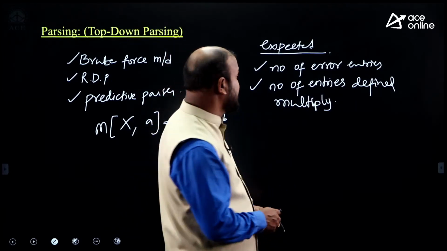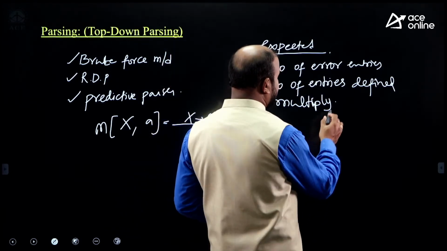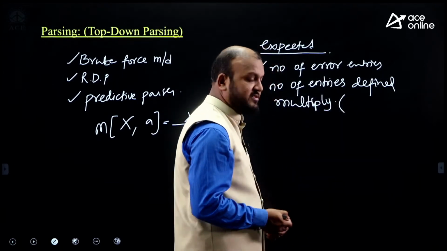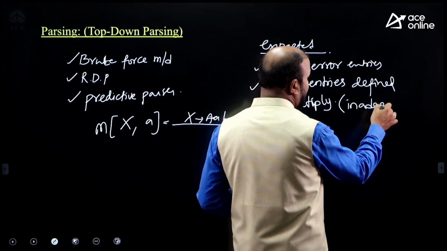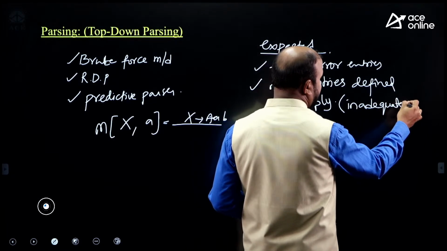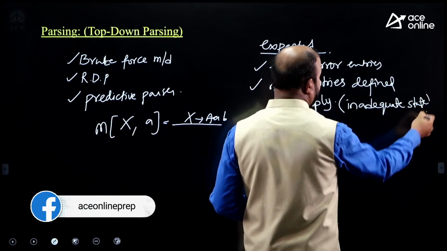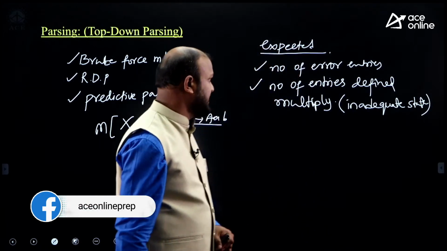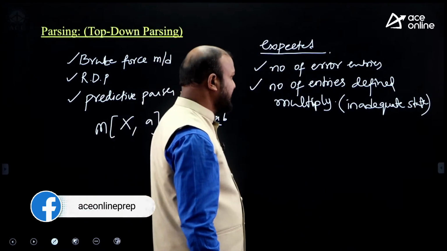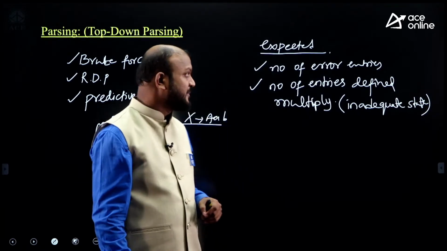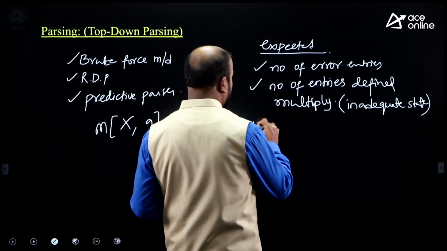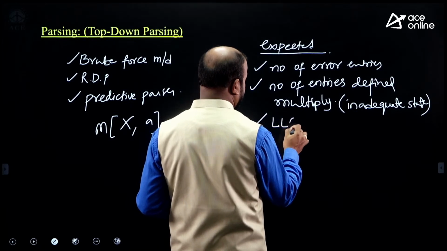Or sometimes, instead of giving conflicting entries, I have seen some questions where they ask about inadequate states. Inadequate state means states that have a conflict. This is also one kind of question. Number of error entries, number of entries defined multiply, these kinds of questions are possible. And no question has been asked so far on the LL-1 grammar.